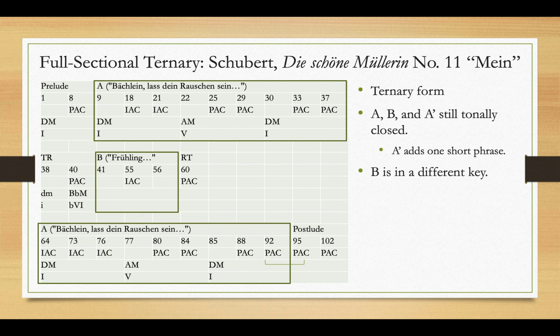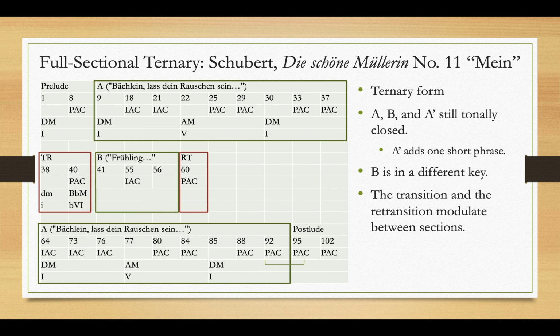B, as I mentioned earlier, is in a different key. It is entirely in that different key, and it ends with a perfect authentic cadence, so it is indeed tonally closed. The transition and the retransition in this piece help smooth the modulations between keys, especially since we're going from the tonic major key to the flat submediant key, so from D major to B flat major. It's a little bit easier to do that in the course of modulation via a little bit of mixture than it is to just suddenly drop into the next key. So that's what Schubert elected to include in this particular case.